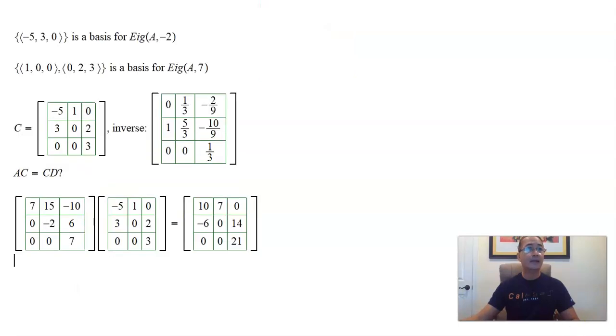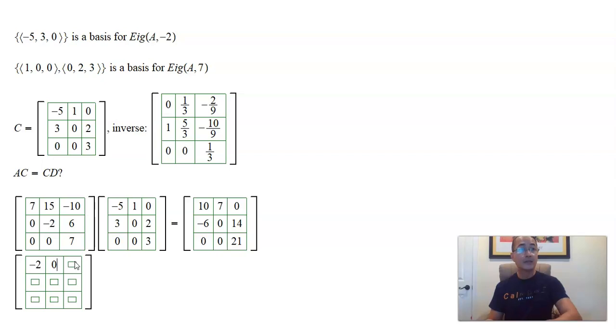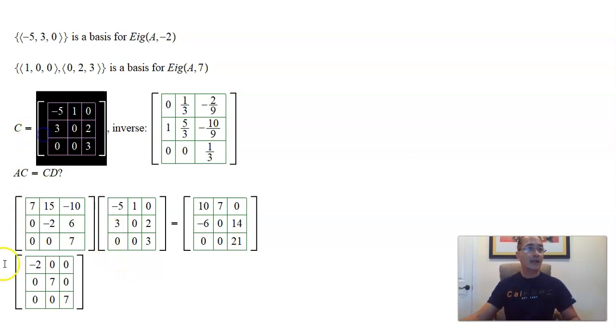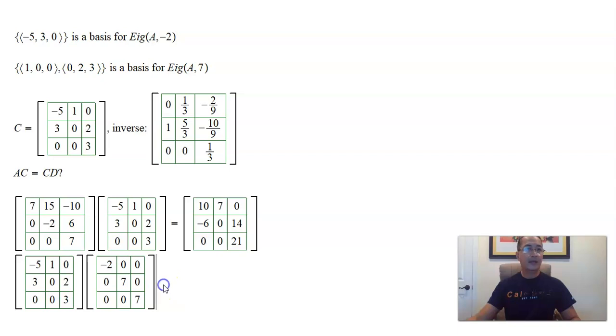Oh, we don't have a diagonal matrix, so let's make one. Our diagonal matrix is -2, 7, 7, and the rest are zeros. Oh, okay. So now we need C to the left. So C times D, and we get, yep, exactly the same matrix as A times C.